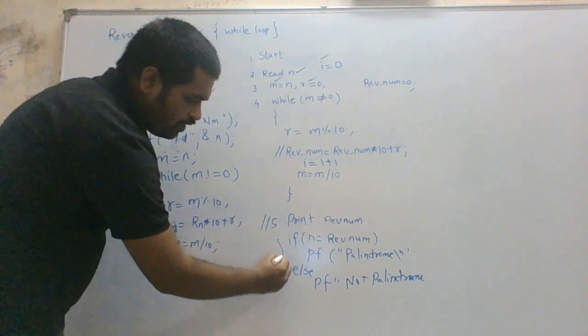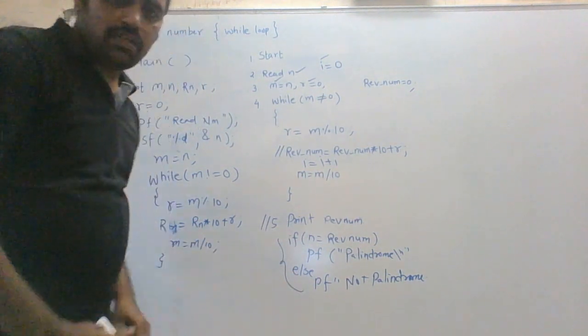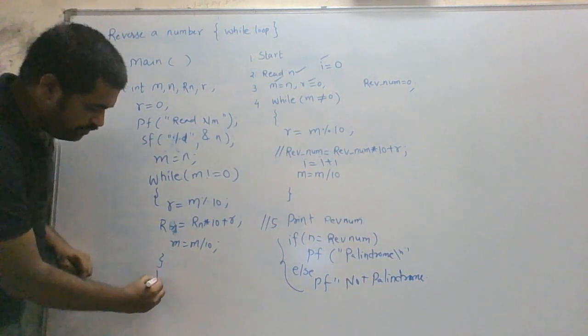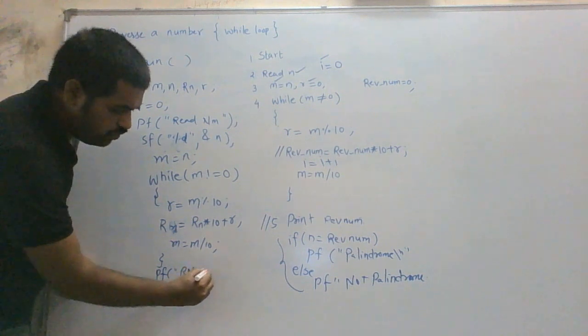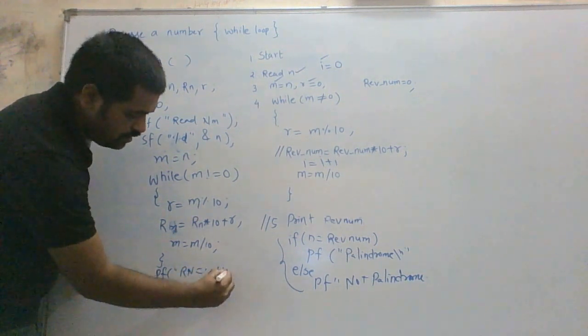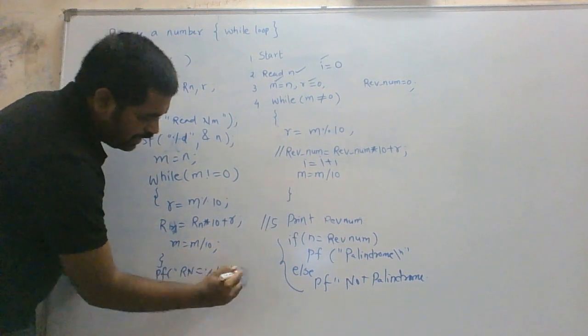If you want to do it for palindrome, you have to add this one. So finally, we will write here printf reverse number is equal to percentage d, and the value is rn.